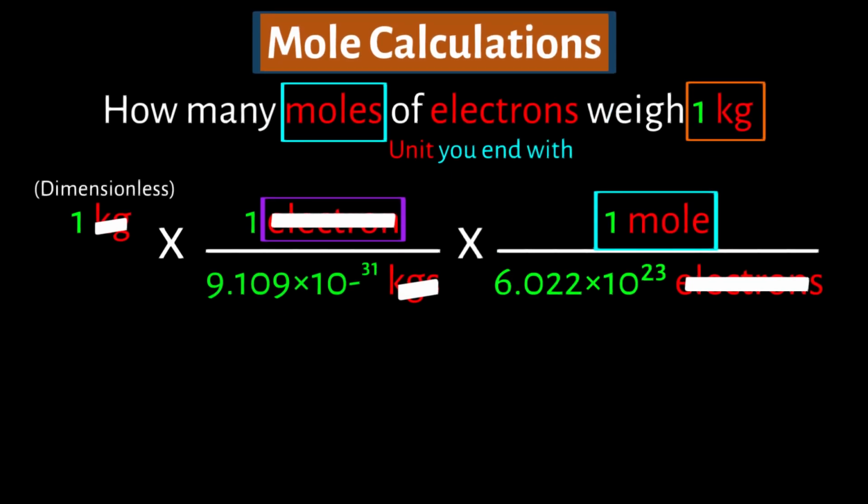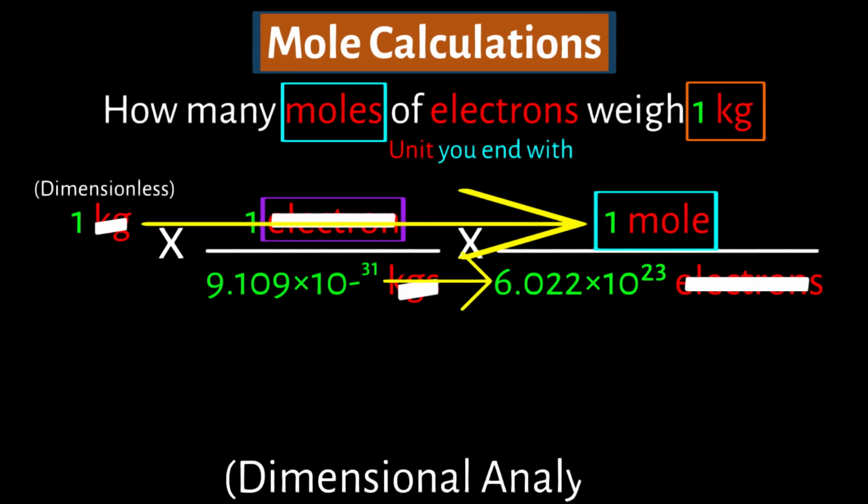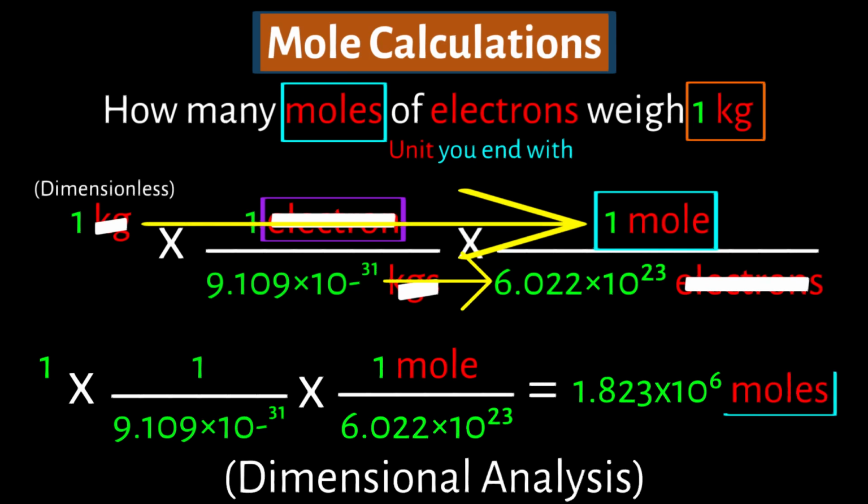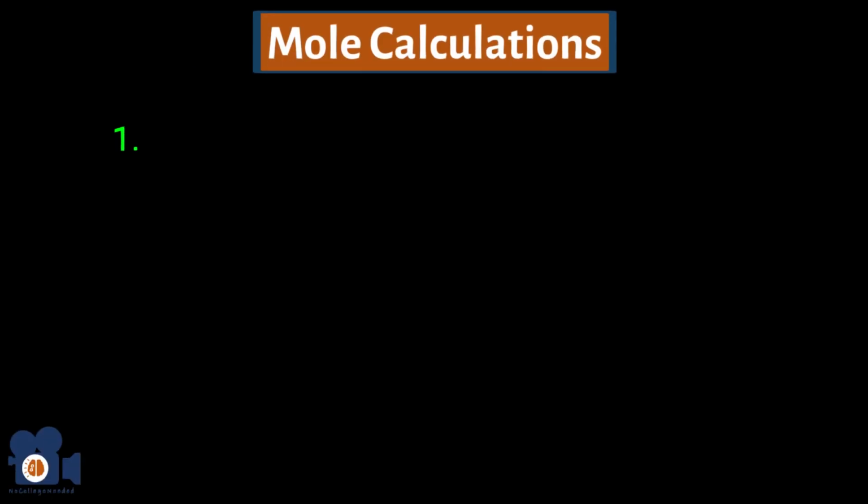The last bit is simple multiplication across and then division of the numbers. This is often called dimensional analysis to get 1 times 1 times 1 mole divided by 9.109 times 10 to the negative 31 times 6.022 times 10 to the 23rd, which equals 1.823 times 10 to the 6 moles. So there are 1.823 times 10 to the 6 moles of electrons in 1 kilogram.